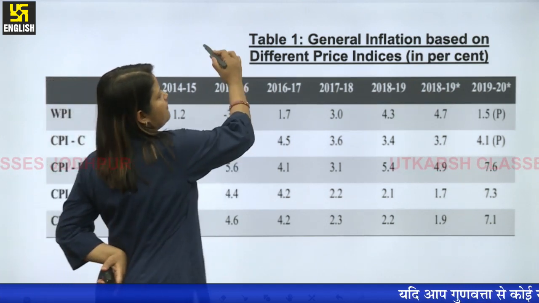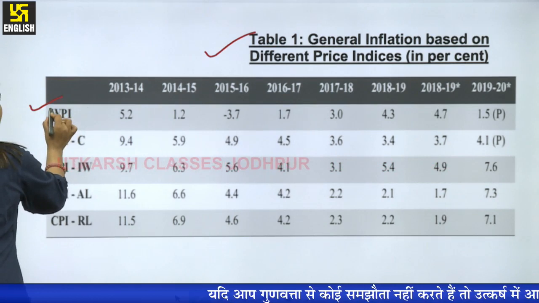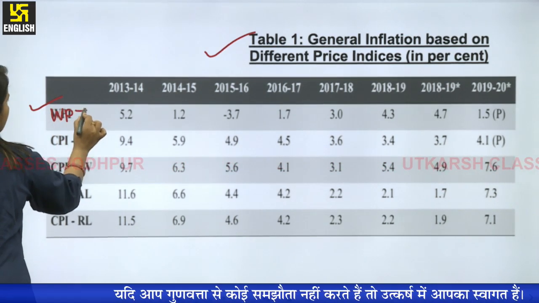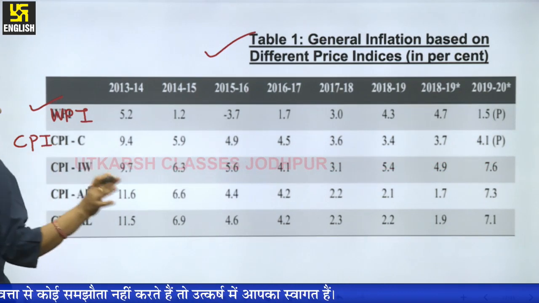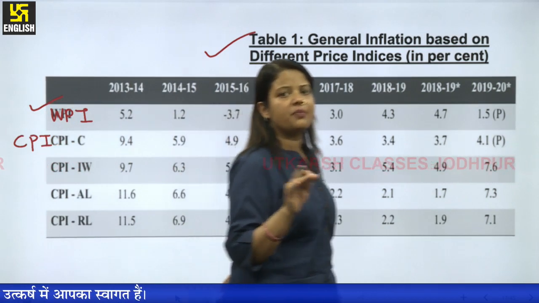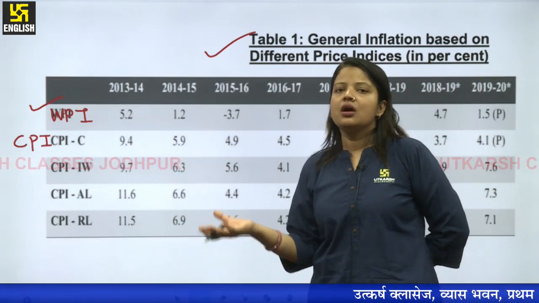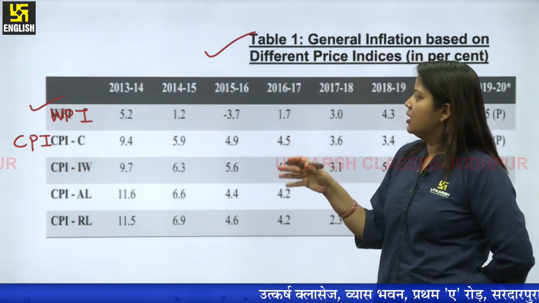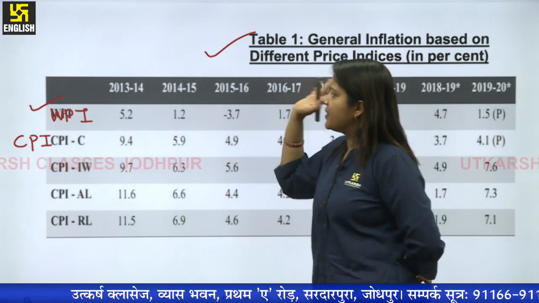Now, general inflation based on different price indices. This is the wholesale price index, which is called WPI, and this is the consumer price index, which I have taught you right now. Now we will analyze the data of the wholesale price index. The wholesale price index is the price index of wholesale goods. We measure the change in the price of wholesale goods with the wholesale price index.